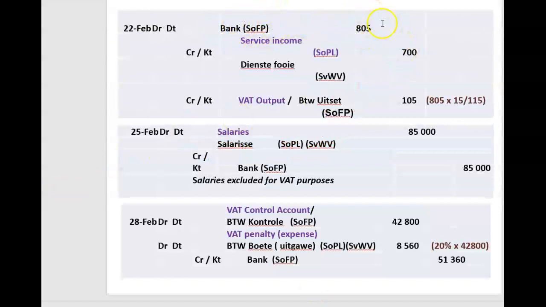So we received in our bank account 805 Rand, but the income we can recognize can only be the VAT exclusive amount, 805 divided by 1.15, i.e. 700 Rand. Then we have to pay over the 105 Rand included in that amount that we've received as VAT output to the receiver of revenue.